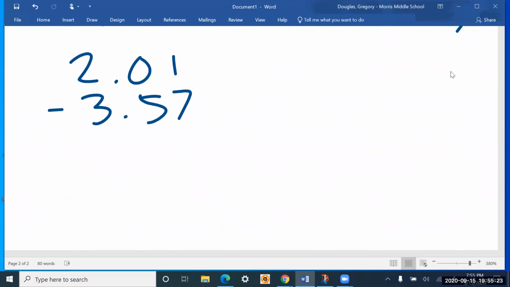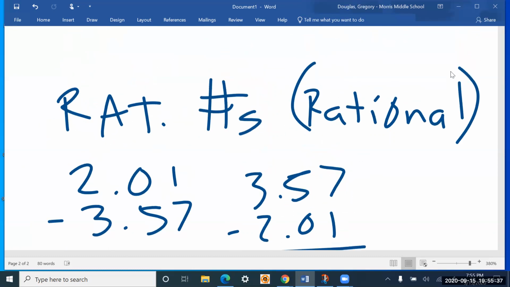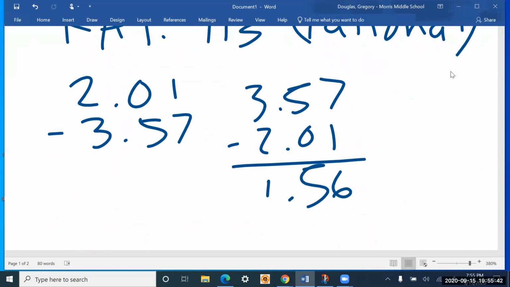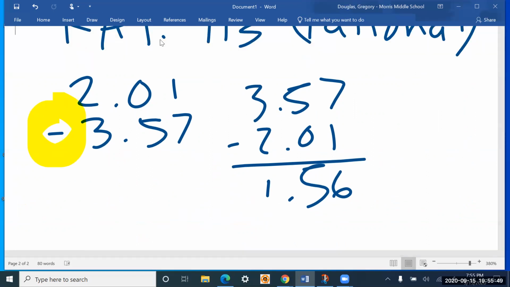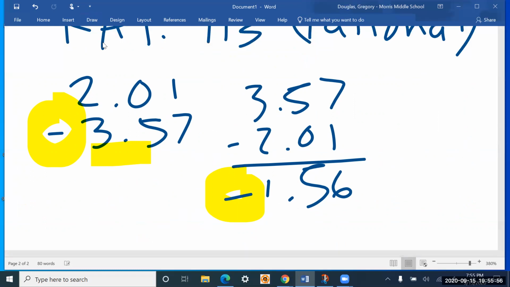So I'm going to take the 3.57 minus 2.01. We get a 6, a 5, and a 1. Now, is that my answer? Good to go? Well, there's a second step. Keep the bigger digit symbol. Do you have more positives or negatives? Well, we had more negatives. So I'm going to have a negative answer. So that's how you do that. Your answer is negative 1.56.